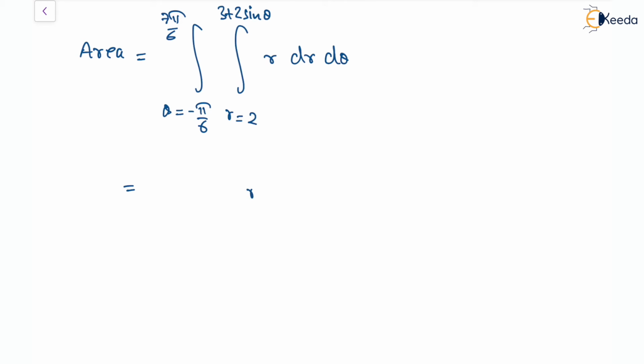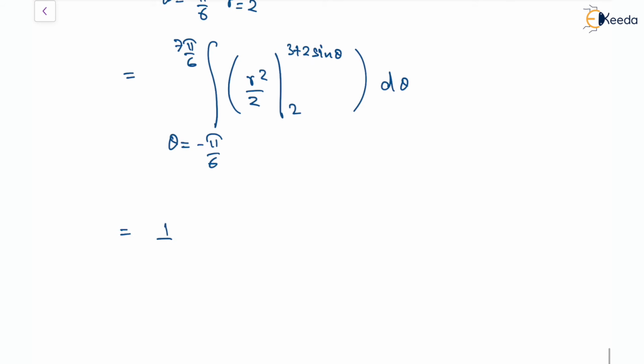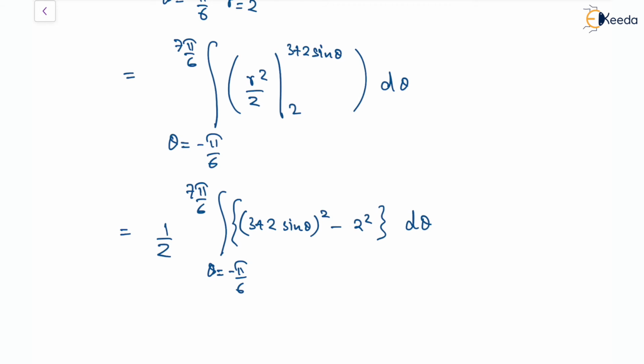So r dr will give you r square by 2. The limits are 2 and 3 plus 2 sine theta. After putting the limits, we need to integrate this with respect to theta with range minus pi by 6 to 7 pi by 6. We can take this 1 by 2 outside. For r square, this is going to be (3 plus 2 sine theta) square minus 2 square, integrated from minus pi by 6 to 7 pi by 6 with respect to d theta.